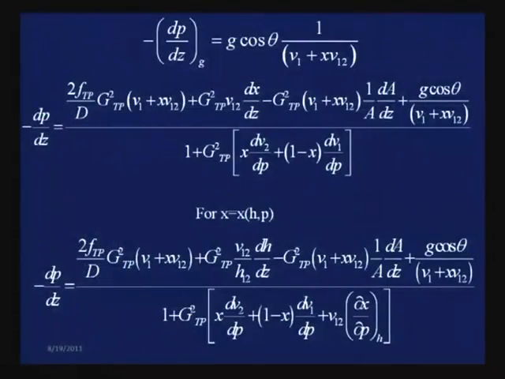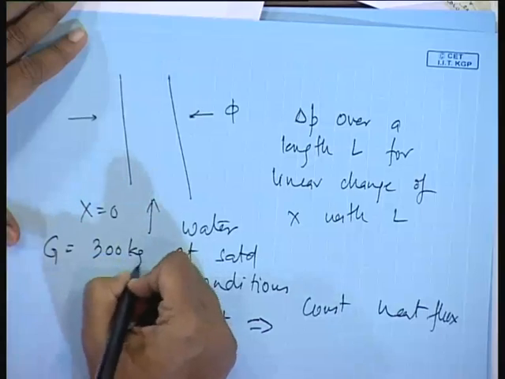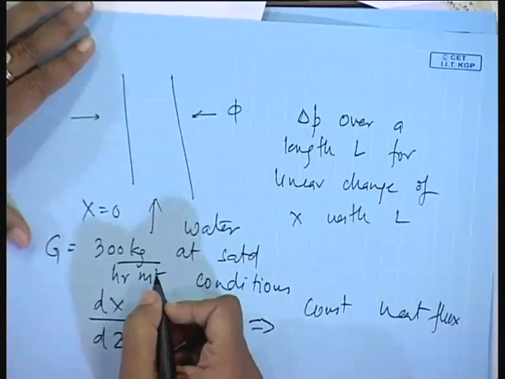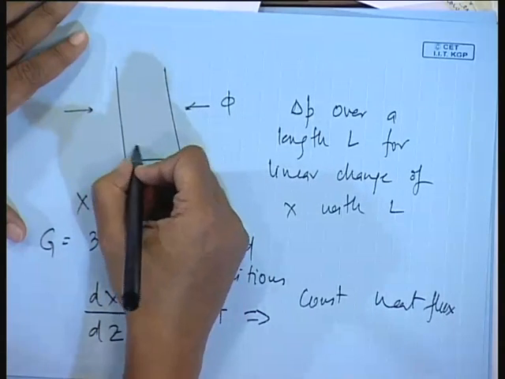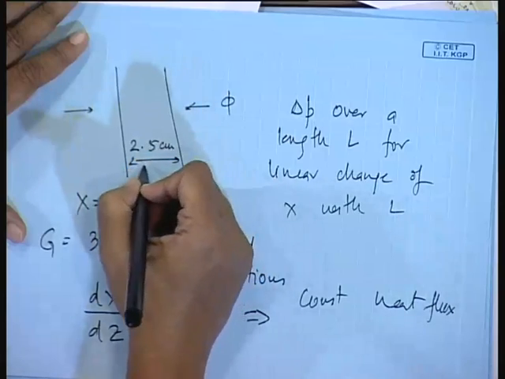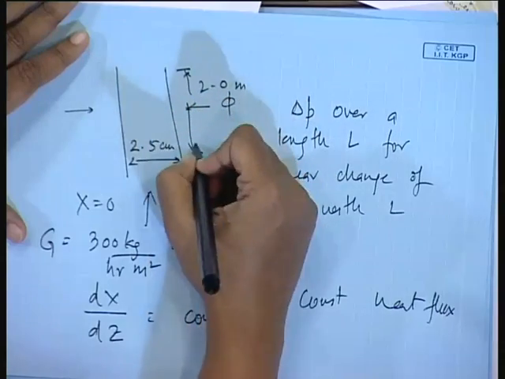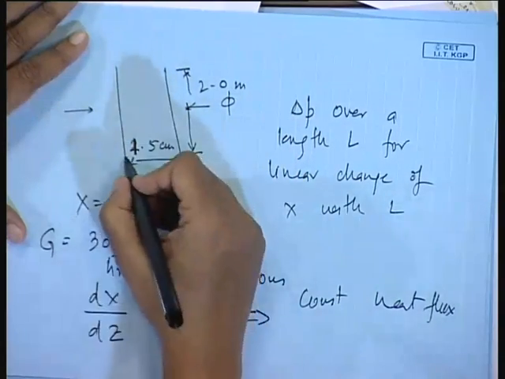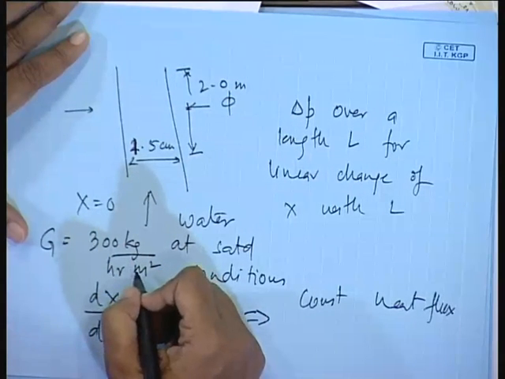In fact, I will give you certain values so that you can work out the problem. Say, for example, in this particular case, the water at saturated conditions, the G, let me put it as 300 kg per hour meter square, so that you can actually put values and work it out. Say it is entering a pipe of 2.5 centimeters diameter and the length is 2.0 meters, or we can put it as 1.5 centimeters diameter, 2 meters length, and the water is flowing at 300 kg per hour meter square.